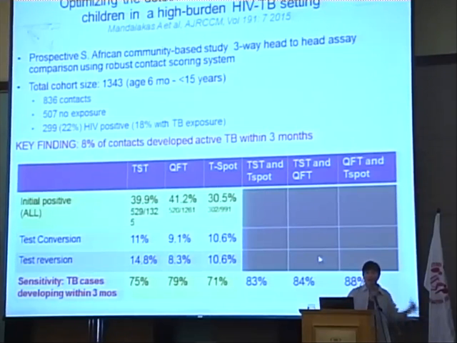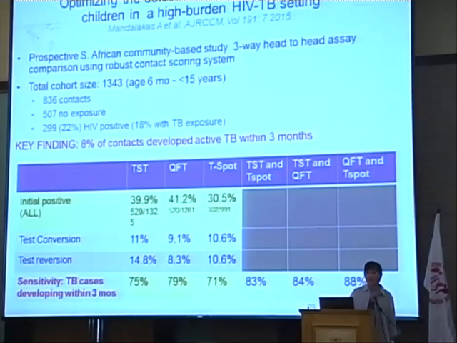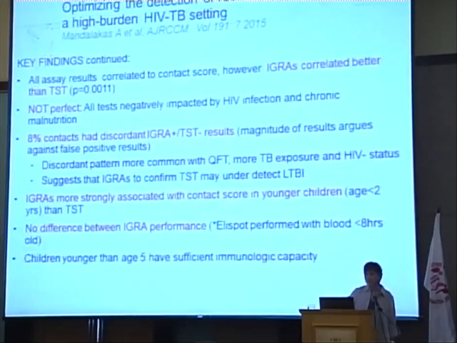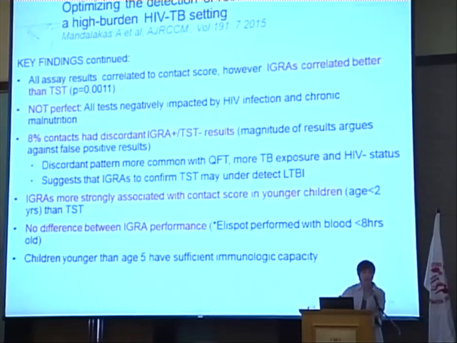Okay, so this is why the ATS is saying add the two tests together. And in particular, when you have a patient who's a suspect or a high-risk contact that is HIV positive, where you may have false negative. Okay, the other key findings from this study is that the IGRA correlated better to the contact score. So if they had more exposure, same room exposure, et cetera, the IGRAs were more positive than the skin test. But none of these tests were perfect.